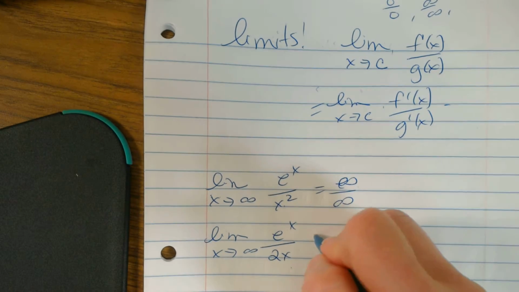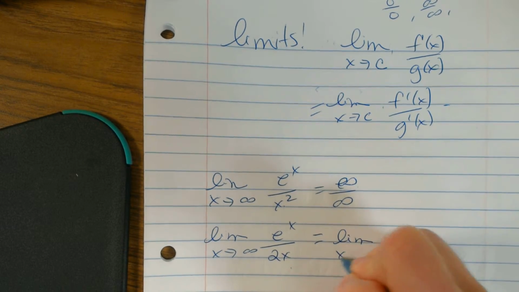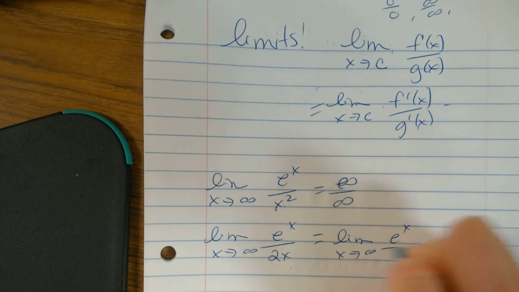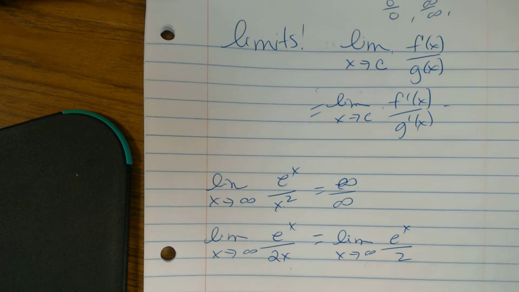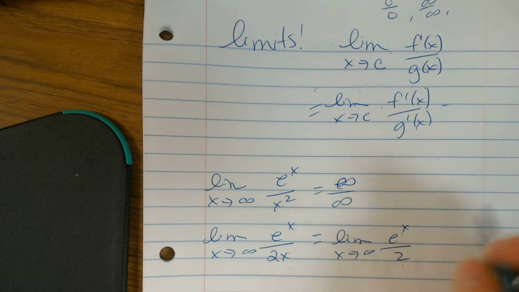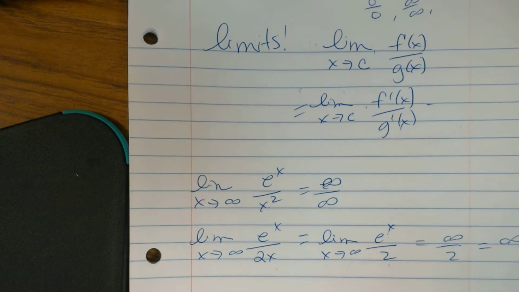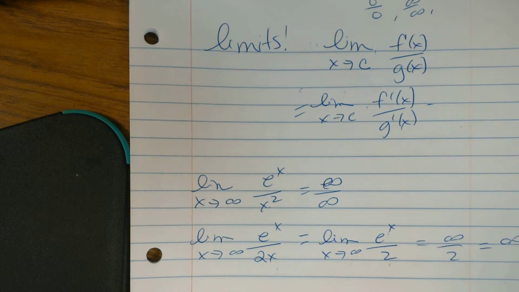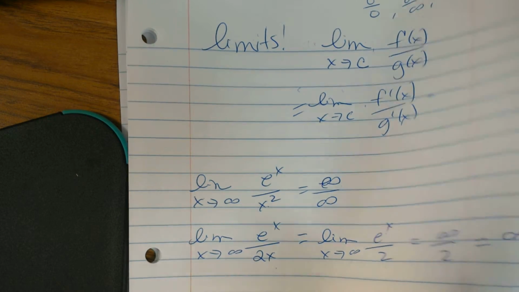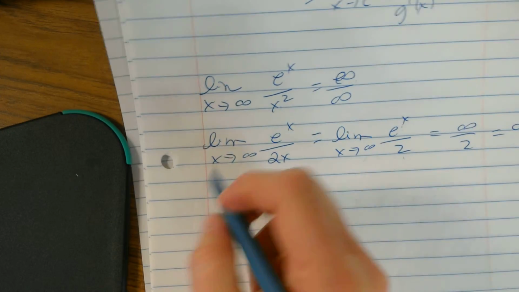Ugh. So let's do the same thing. So I'm going to take the derivative of the top, take the derivative of the bottom. Now if I plug it in, I get infinity over 2. That is just infinity. So it's saying our limit's undefined because it's going to approach infinity. It's unbounded.